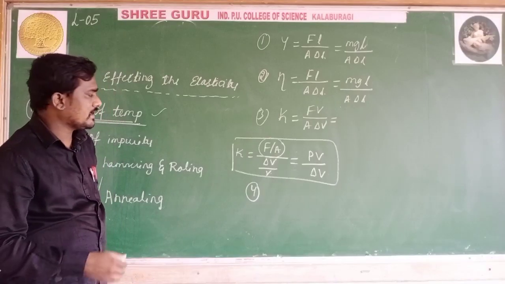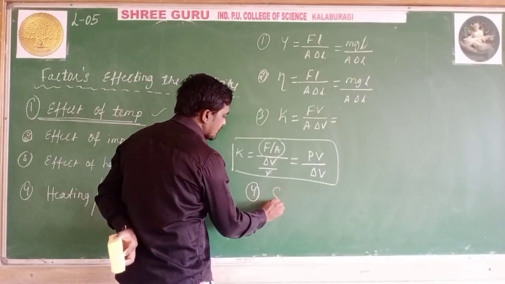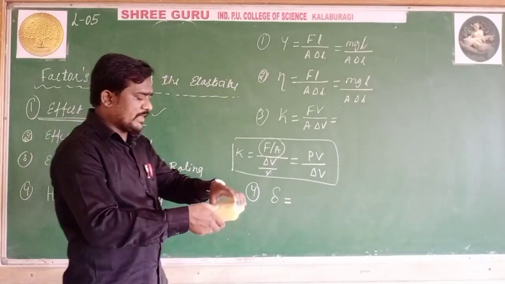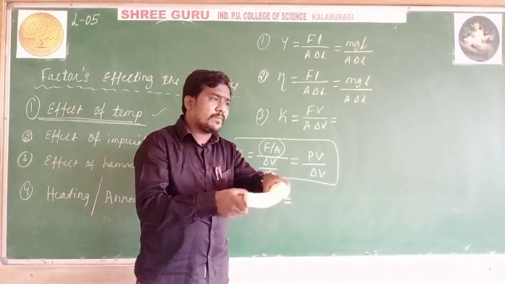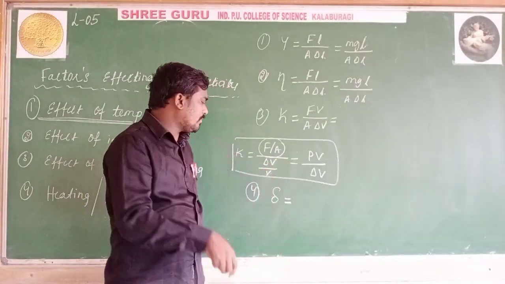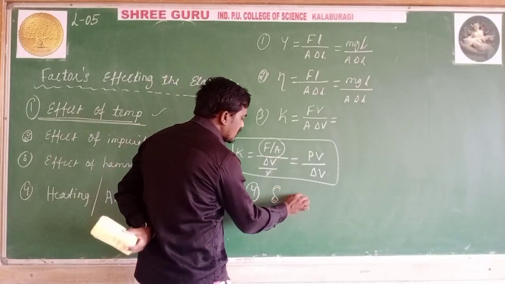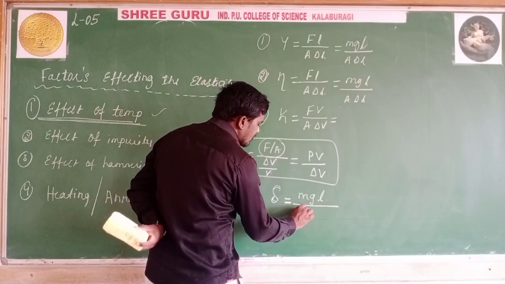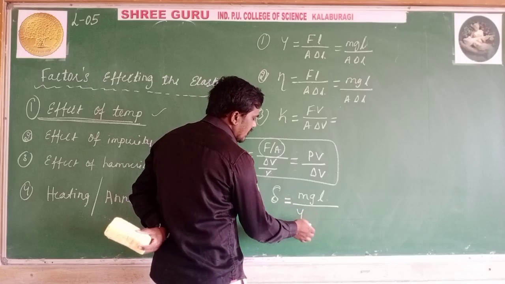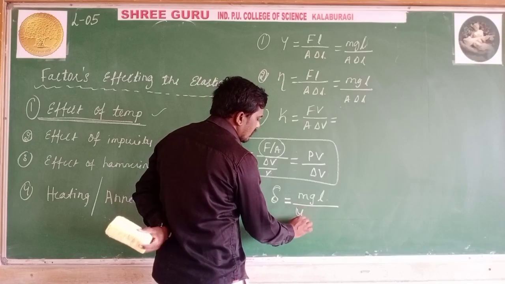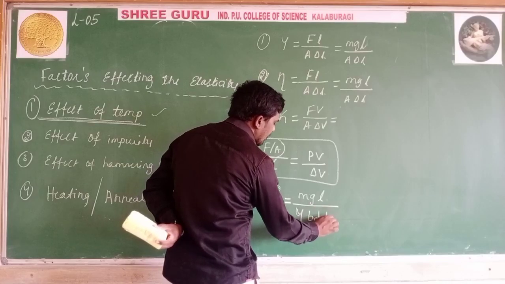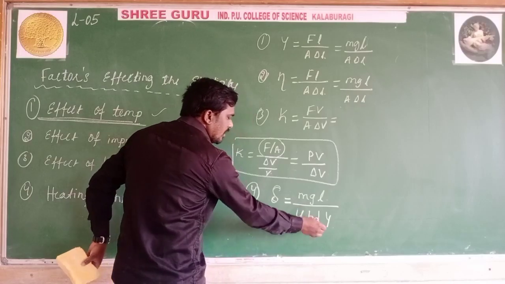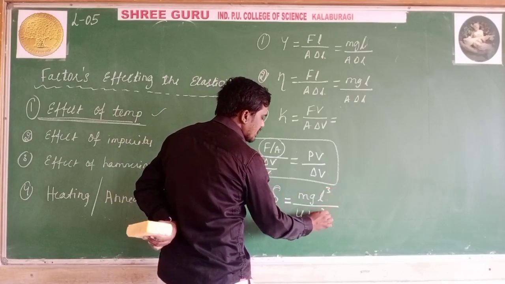And the elasticity variation in the form of how much bending, or how much of the elastic property is lost: the dip delta is equal to mgl by Young's modulus. We can also say, Young's modulus, we can write lastly, this is 4 times b d cube, that is L cube, and this is d cube.